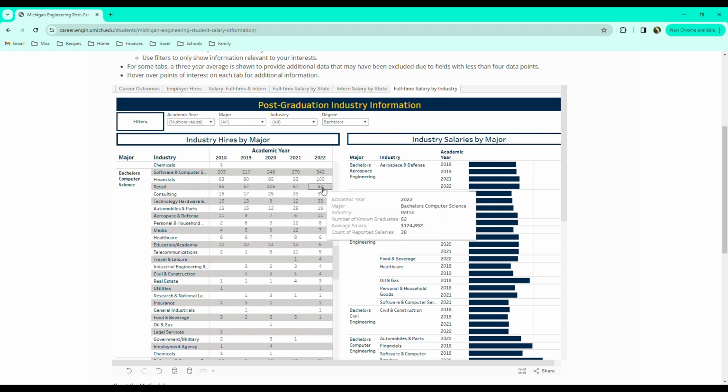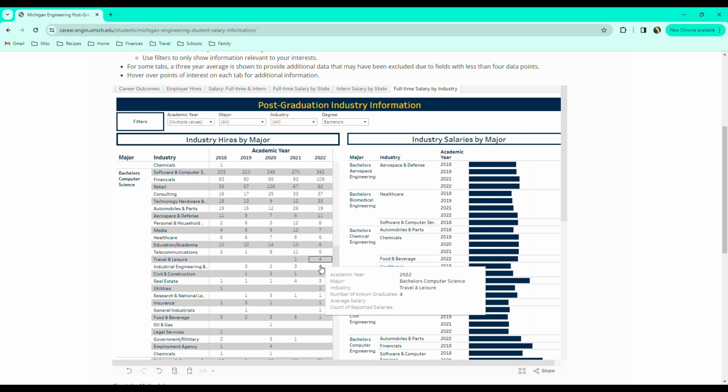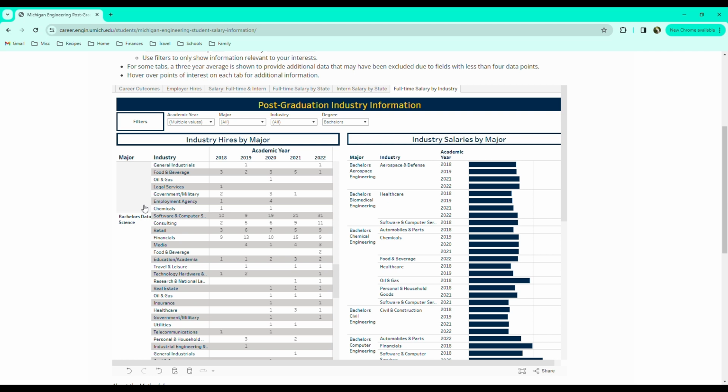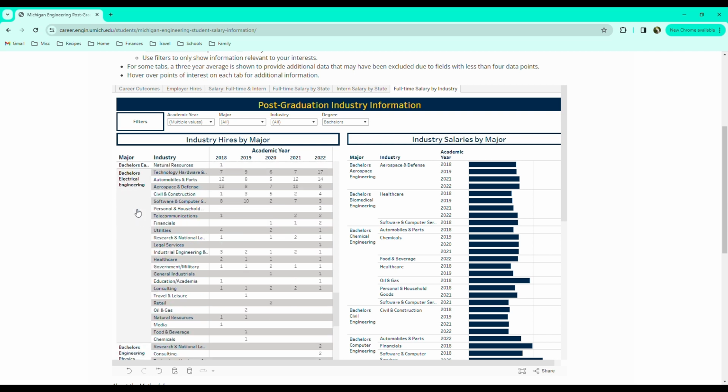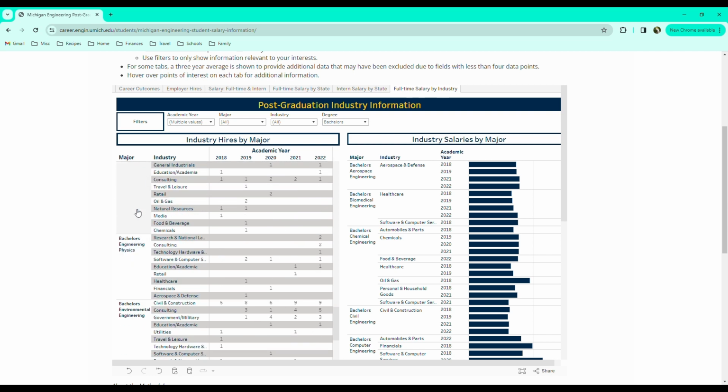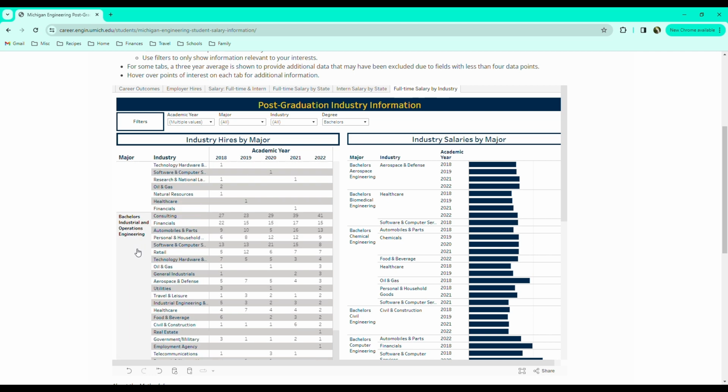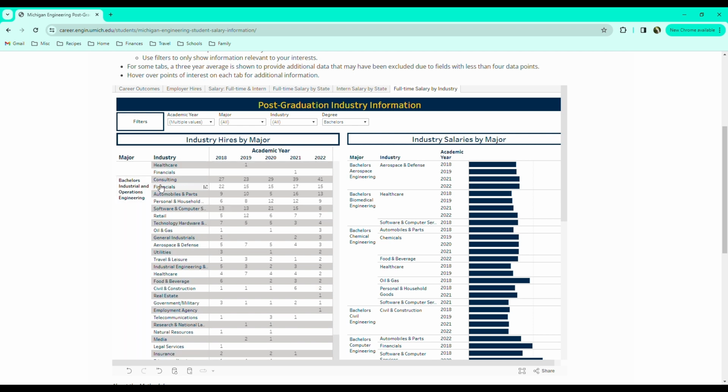I have filtered this for greatest to least by major on the 2022. And not surprisingly, computer science is going into the computer science field, but again, financials, retailers, a lot of different industries still hiring from these majors. I'll just continue to scroll a little bit so you can see what these are. Industrial and operational engineering under consulting, that's an interesting one. Industrial is a lot about improving processes, so it makes sense that a lot of people would go into consulting.